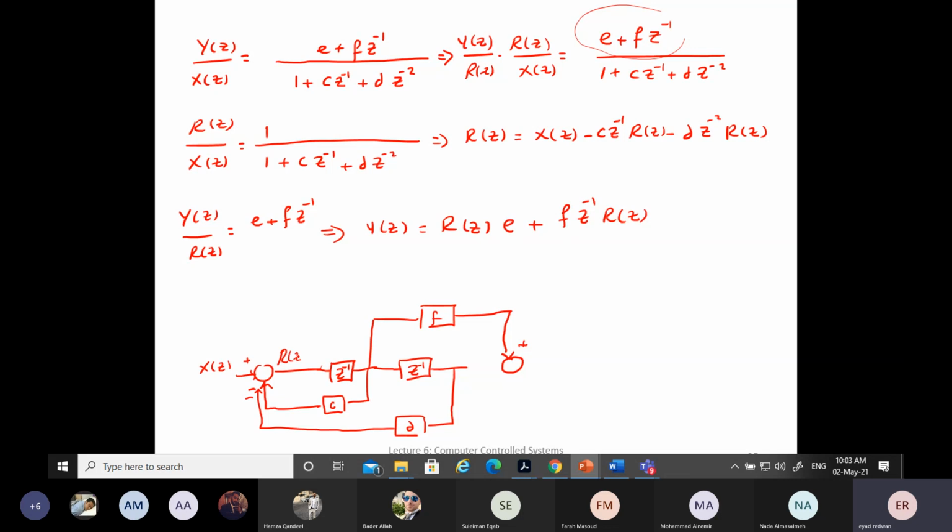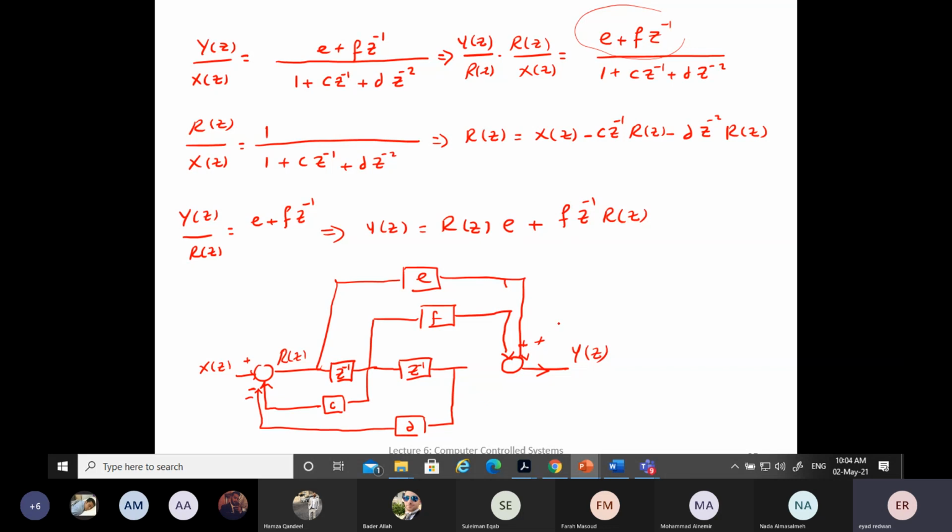This is R of z. So I have to feed it also until this term, added it, and this is y of z. So again, multiply by E. So this is again by E, R of z times E, and you add it here to this, and you get y of z as your output.